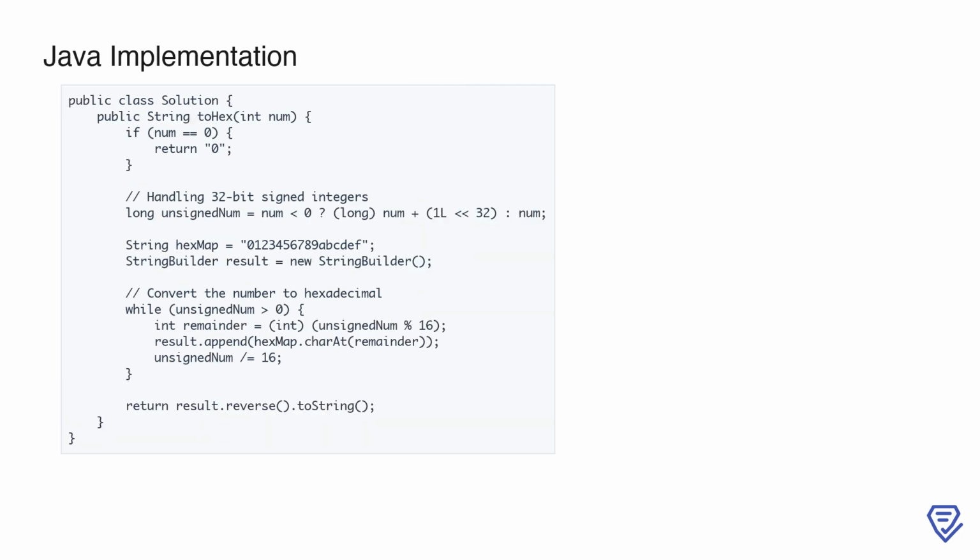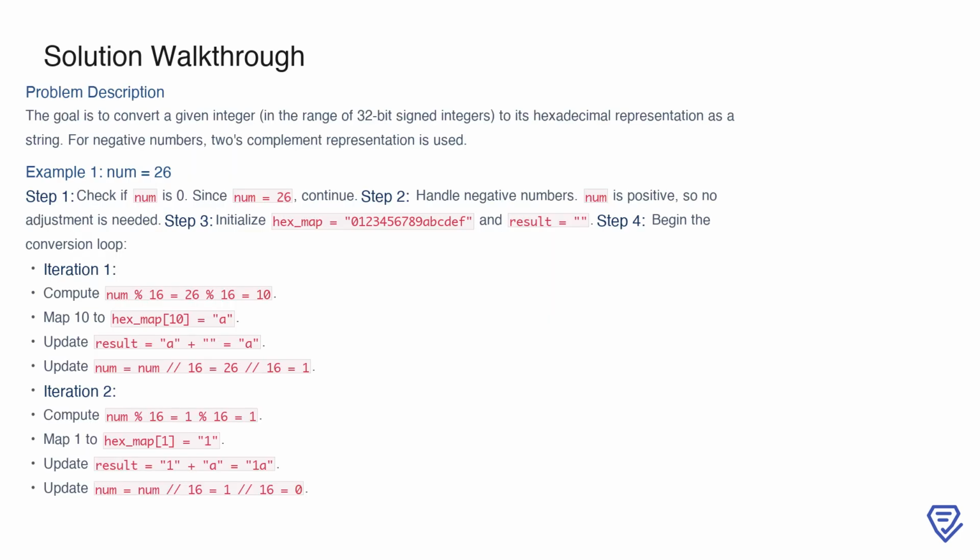This is the Java implementation of LeetCode problem number 405, convert a number to hexadecimal. The logic mirrors the given Python implementation. Key differences include handling type declarations in Java and using a string builder for efficient string construction. The solution handles signed 32-bit integers properly by converting negative numbers to their unsigned equivalent using long arithmetic. The hexadecimal conversion is achieved by repeatedly taking modulus 16 and mapping the remainder to the appropriate character using a lookup string.